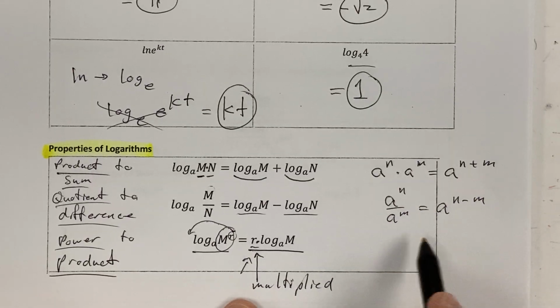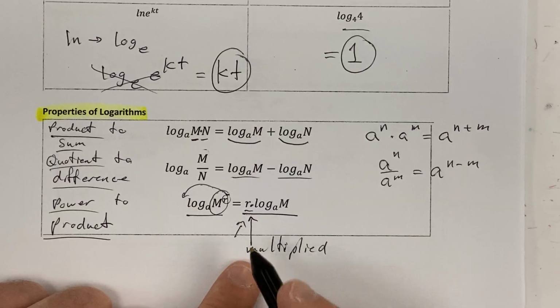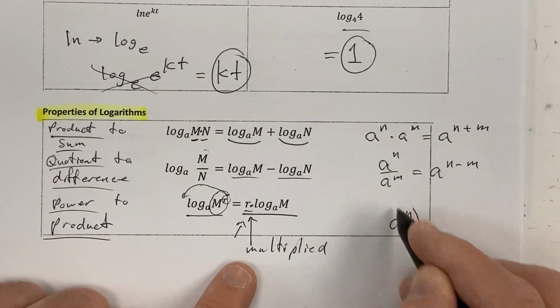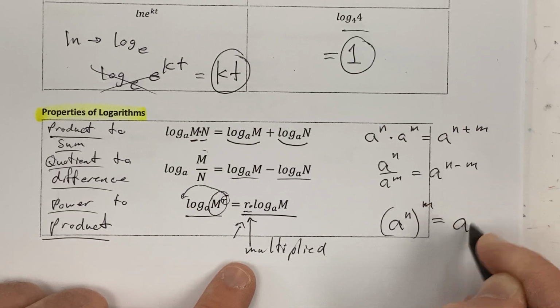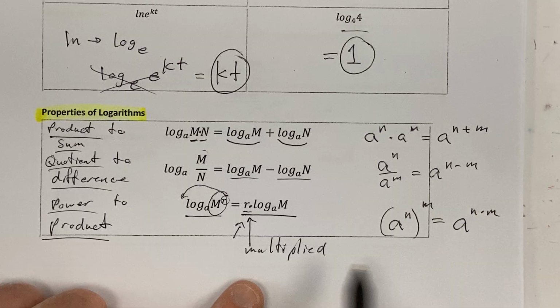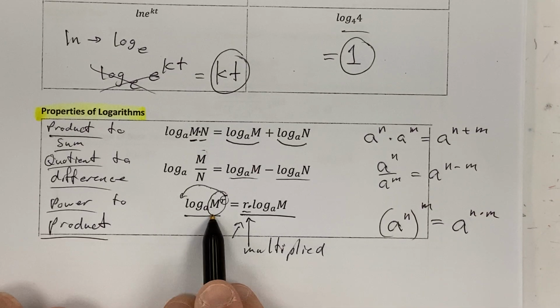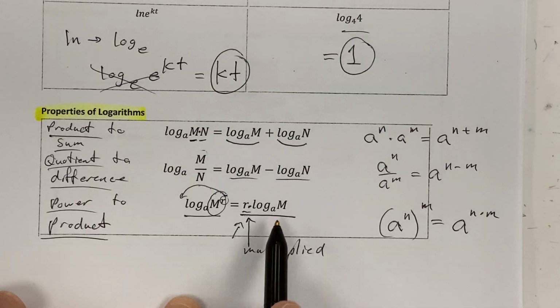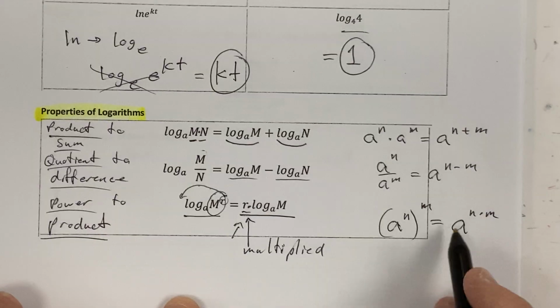So difference becomes quotient. And lastly, this is a power to a power. This is a to the n raised to the m becoming a to the n times m. So this is the log is a power, and if you raise that to a power, it's the same as multiplying the two.